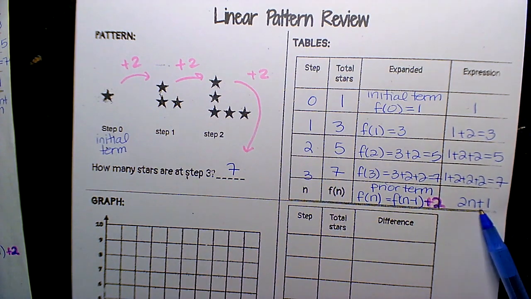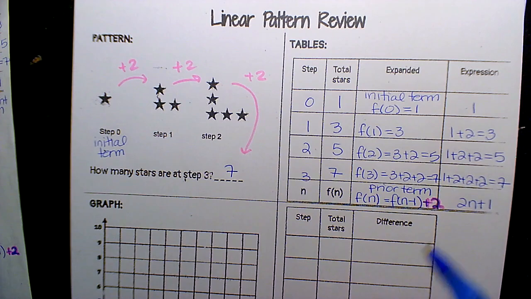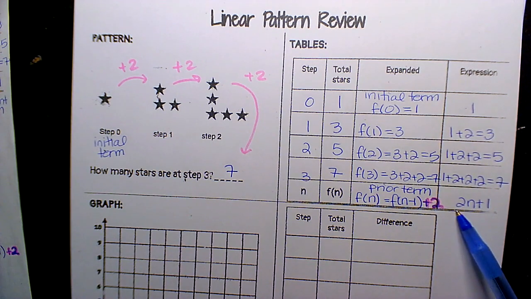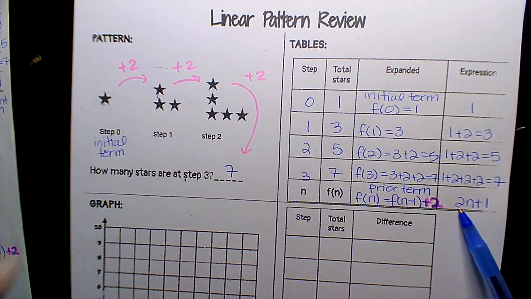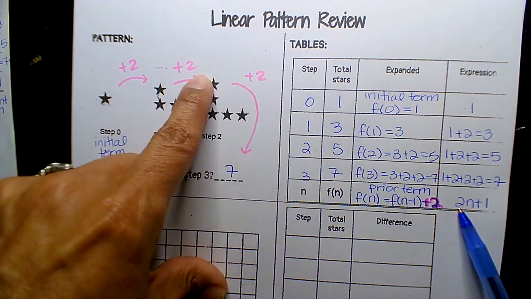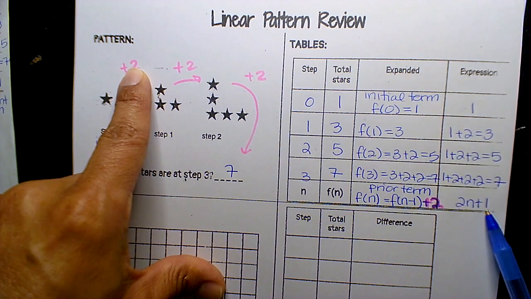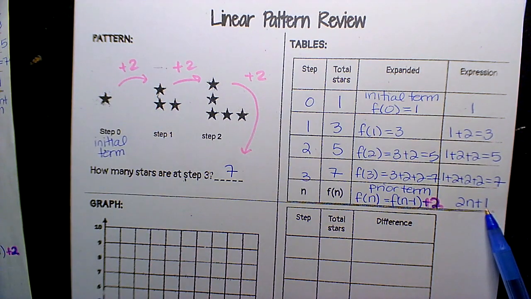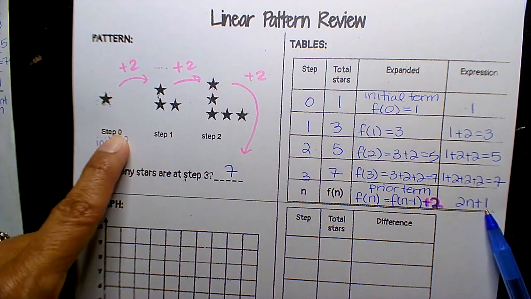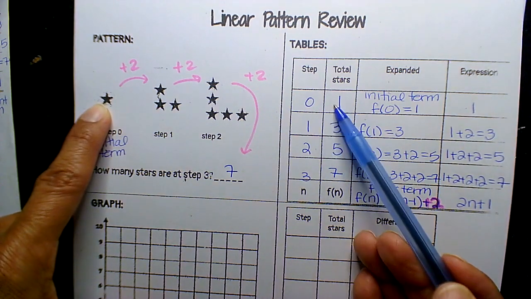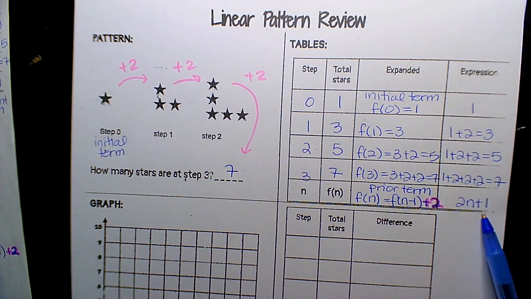This would be your explicit, which means you have your slope-intercept form. What's my slope? 2, because that's my constant growth. What's my initial term? It's your y-intercept. At 0, I have 1 star. So 0, 1 is your y-intercept, and so that's explicit.